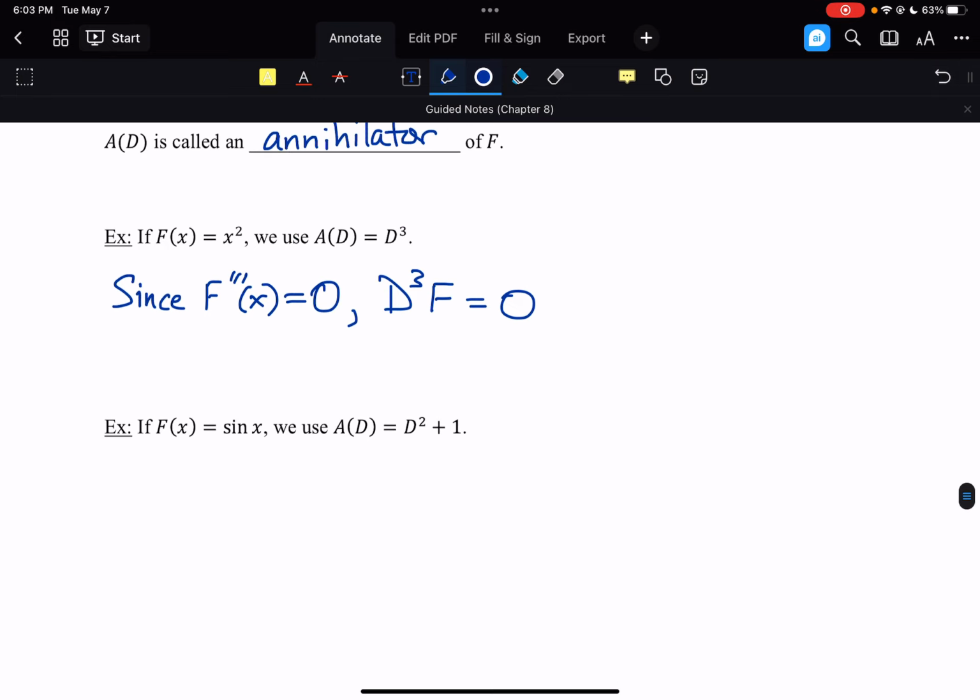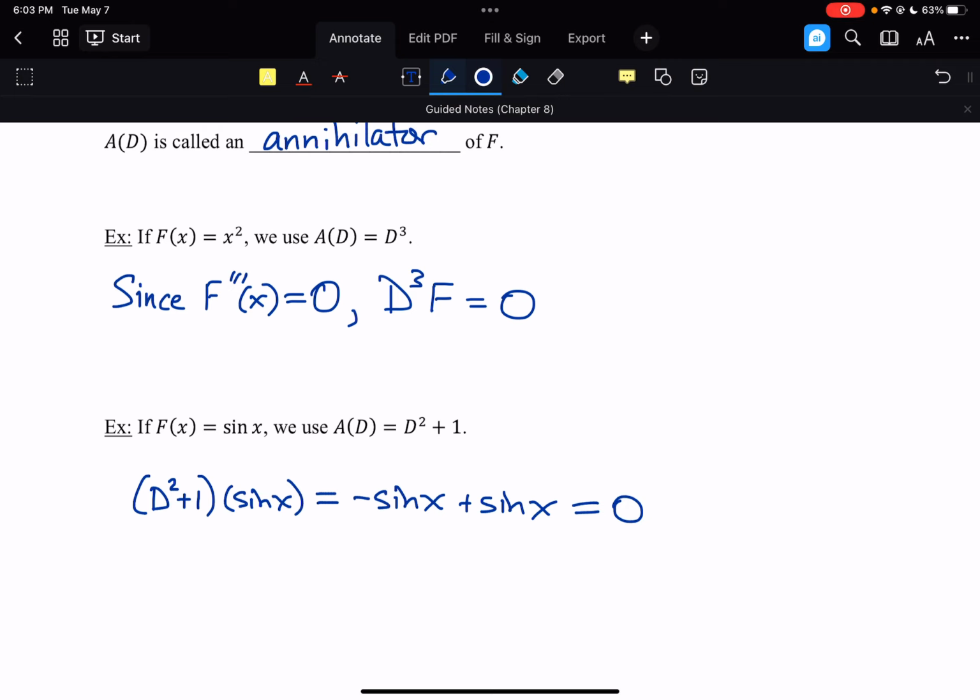Similarly, if f of x is sine of x, we use the annihilator D squared plus 1. If we took D squared plus 1 of sine of x, that would be the second derivative of sine of x, so that's negative sine of x, plus just sine of x, right? No derivatives taken there. Negative sine plus sine is 0. So this would be an annihilator for that function.